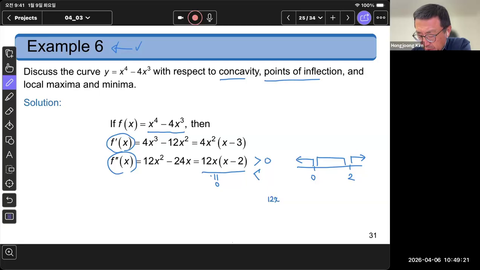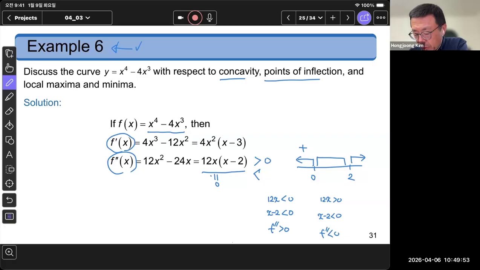12x is negative, and x minus 2 is negative. So if you multiply them, f double prime is positive, because minus times minus will be plus. Between 0 and 2, 12x is positive, but x minus 2 is still negative. So f double prime is negative.